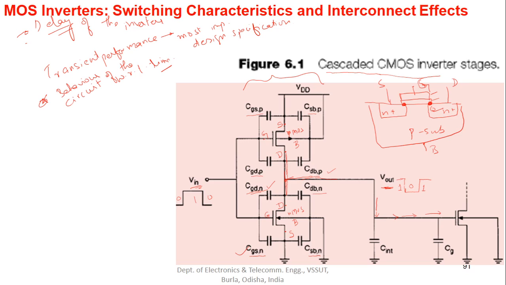Now let us see how CDB and CSB arise. So this is CDB, between drain and body. This is the body part. The body is p-type material, and this is the drain region. The drain is n plus region. This is the junction that is present between the drain and the body.